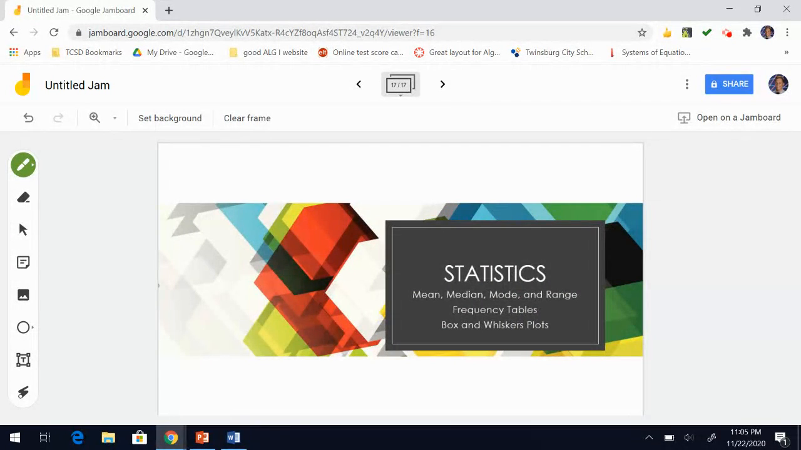Hey guys, guess what? It's the best slide. It's the last slide. So we start our topic 9, statistics, with mean, median, mode, and range, followed by frequency tables, and then our box and whisker plots.